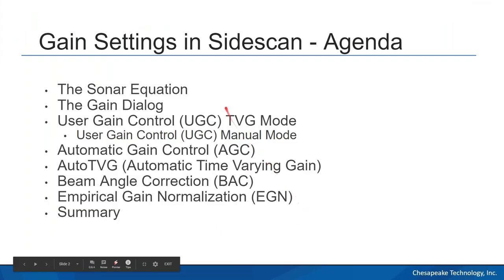So in today's agenda, we're going to talk about the sonar equation, which if you've had some college level instruction in acoustics, you'll get to hear about all the time. But it pretty much explains what gain processing is trying to do. Then I'll show you the gain dialogue in SonarWiz and the different options and algorithms that we have available to you. And then I'm going to dive down into each one: user gain controls, the TVG modes, automatic gain control, auto TVG, beam angle correction, and then finally EGN. And then I've got a couple summary slides that give my recommendations for what you should use.